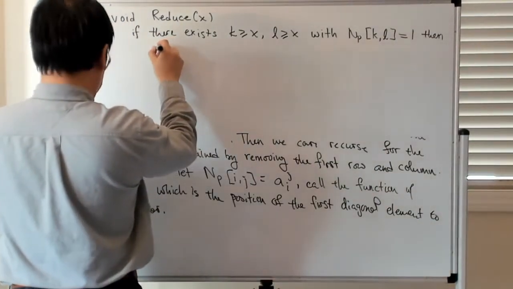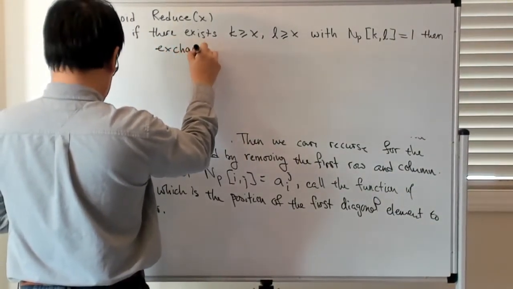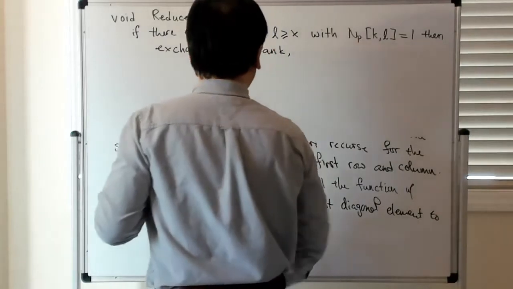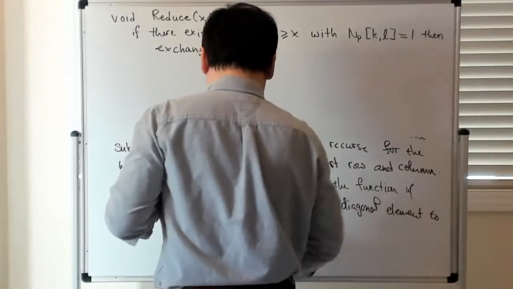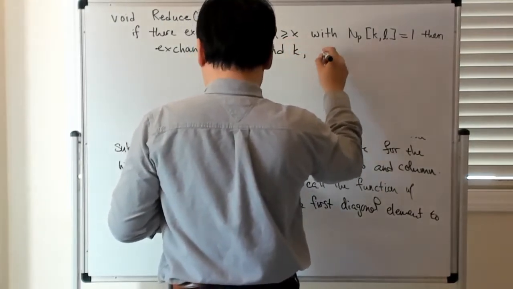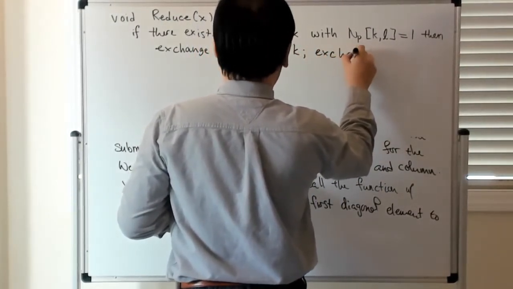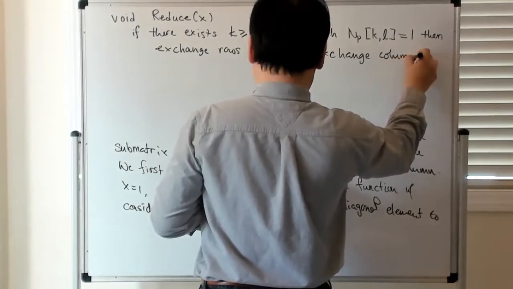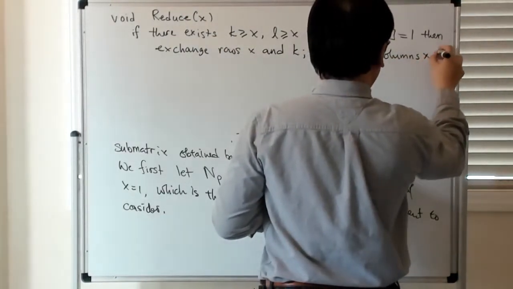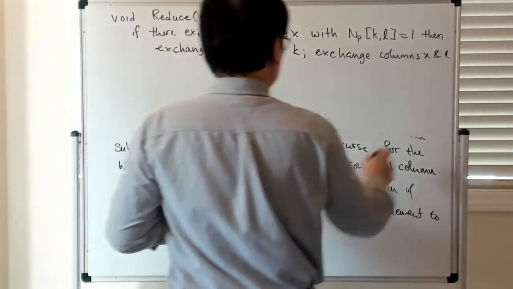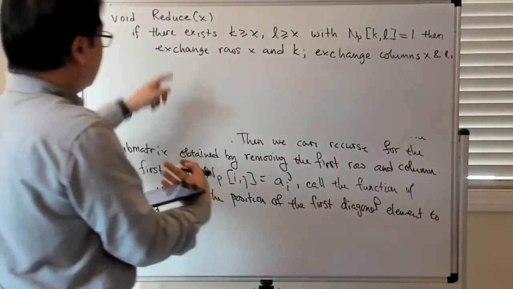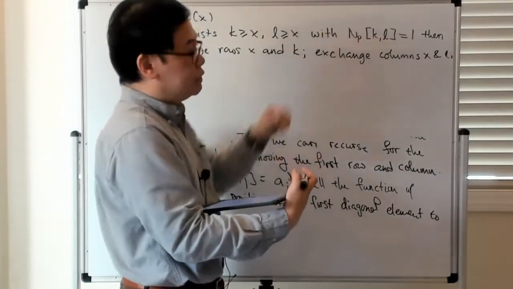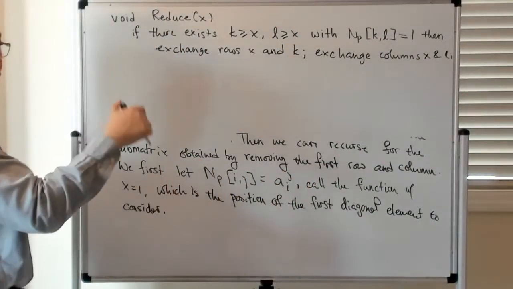Okay, so the point is that if you're not in Smith normal form, then you take that entry, which is 1, and you basically move it to the x, x position. So you exchange rows x and k, and you exchange columns x and l. Okay. All right. So again, the conditional statement is that if there's at least one entry which is 1, then you swap that into the x row, x column position, right?